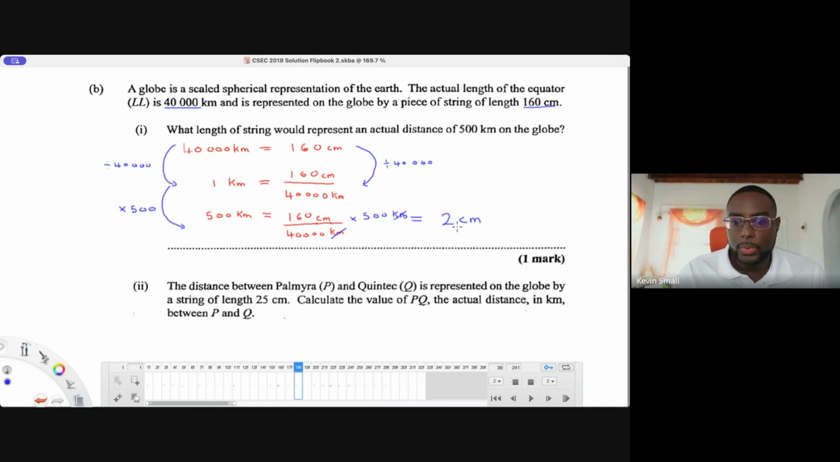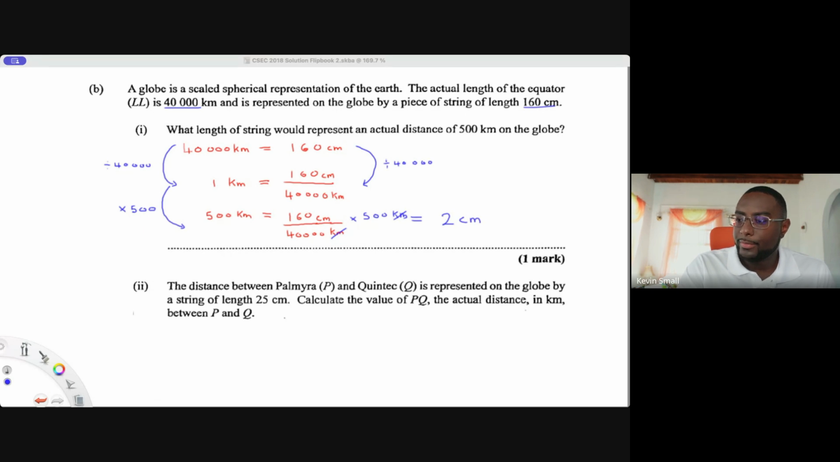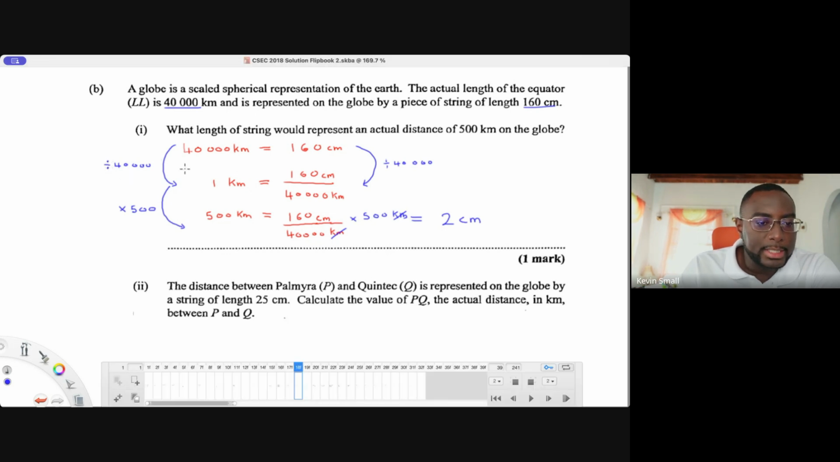2 centimeters worth of string represents 500 kilometers on the actual globe. I'm hoping that makes sense to most of you. All these diagrams and arrows are unnecessary in the exam. I just did that to show you what was going on, but it's the unitary method. You find out what 1 kilometer is represented by, and then you just multiply by the 500.